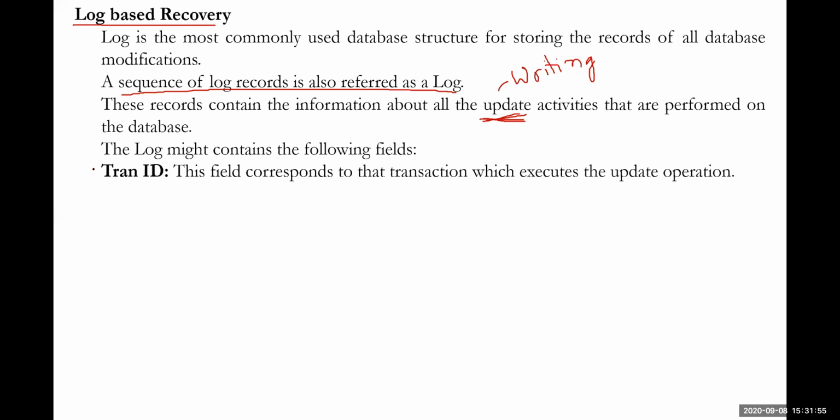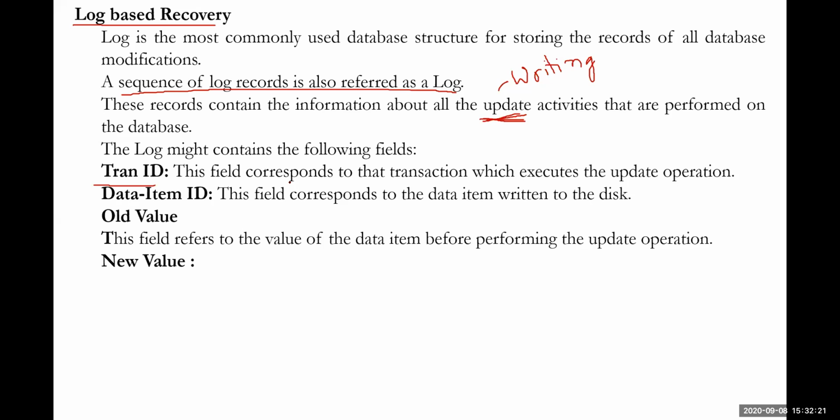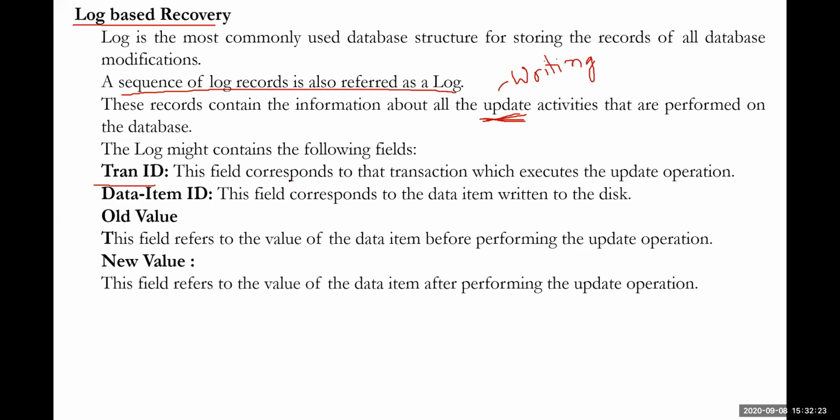These are the fields. Number one, transaction ID, which holds which transaction is being executed at this particular point. Secondly, data item ID, what kind of data item is being changed in the database, followed by the old value of that particular database item, and the new value of the database item.